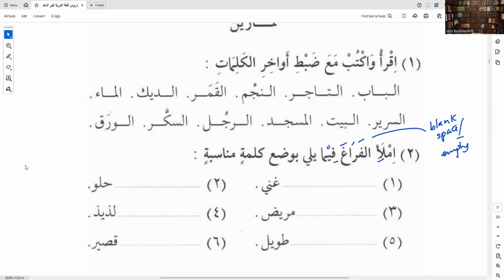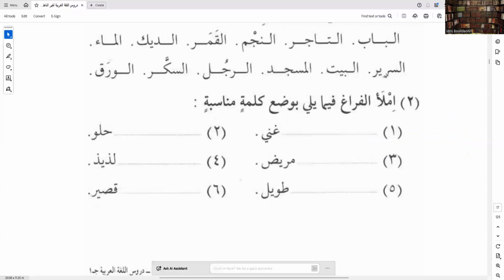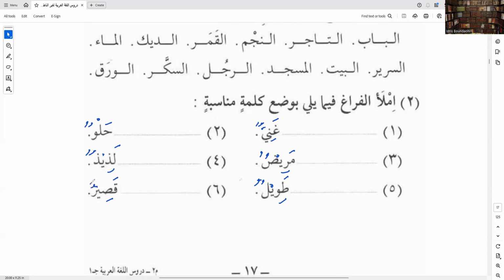So here we have adjectives. We are supposed to bring the appropriate noun. So we have here ghaniyun, and then we have maridun. So you want to say is rich, is sick. Tawilun is tall, right? Hulwun is sweet. Ladhidun is delicious. Qasirun. Qasirun is short. So what are you going to put here?